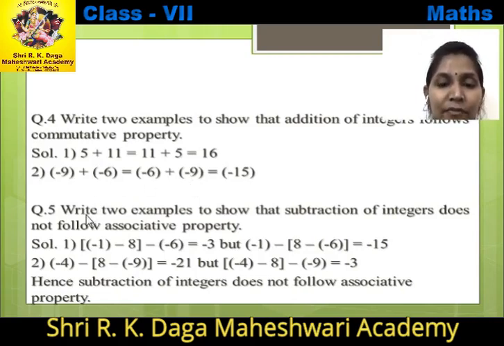Now question number 5 is: write two examples to show that subtraction of integers does not follow associative property.